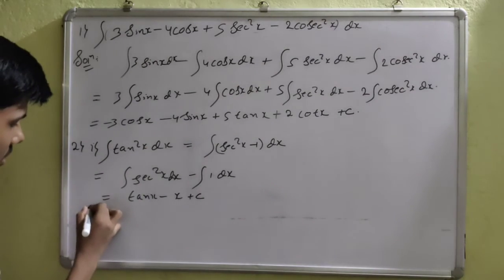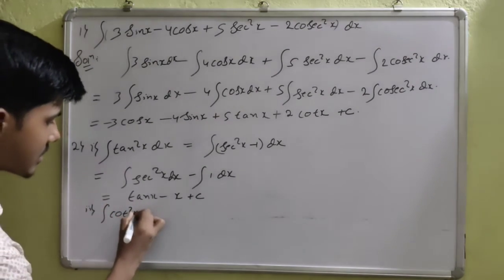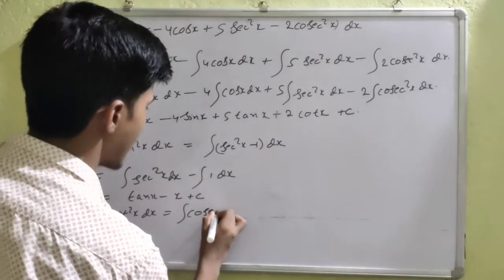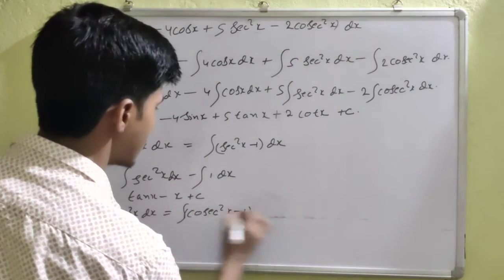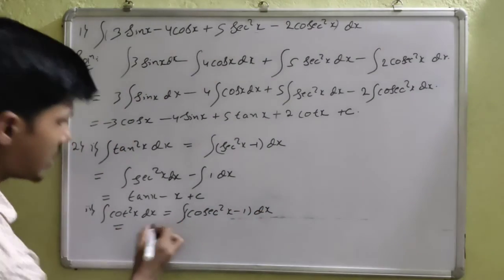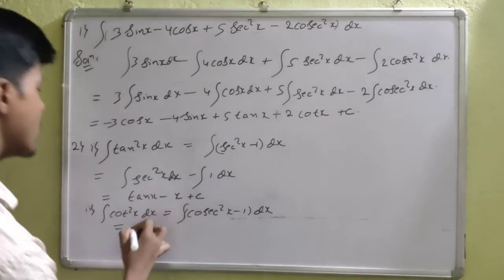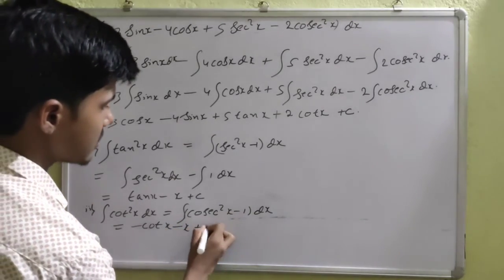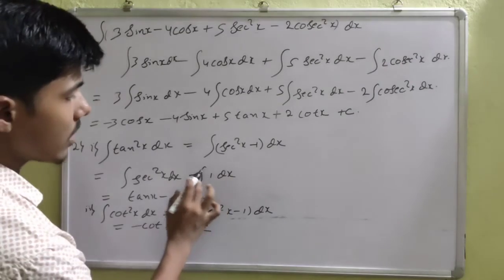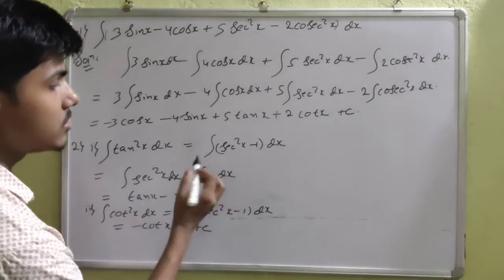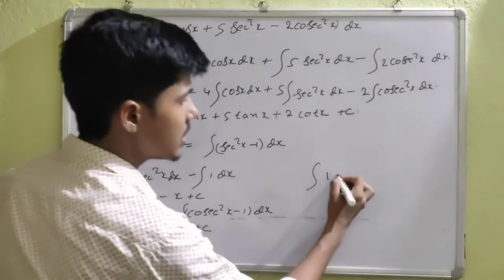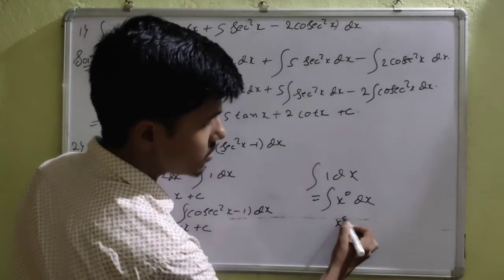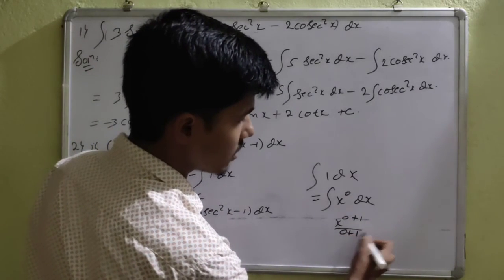The second one is integration of cot square x. Again we can write cot square x as integration of cosec square x minus 1 dx. So integrating the term cosec square x, we will get minus cot x and then minus 1, then minus x plus c. As integration of 1 dx, we can write integration of 1 dx as integration of x to the power 0 dx. That means x to the power 0 plus 1 divided by 0 plus 1, it will be x.